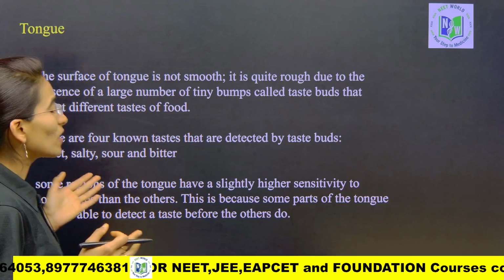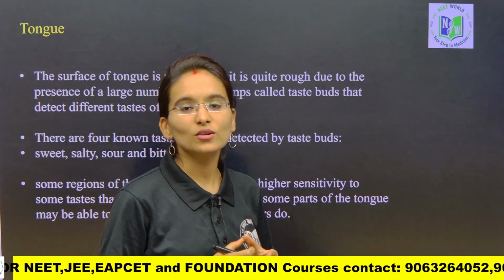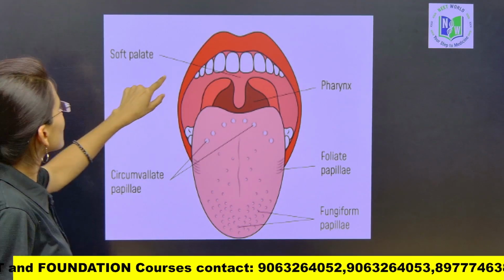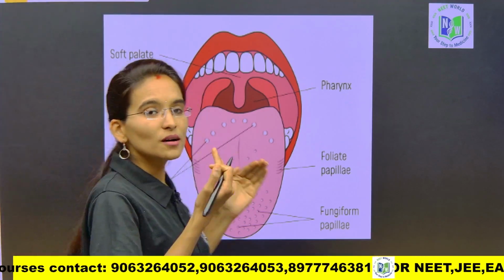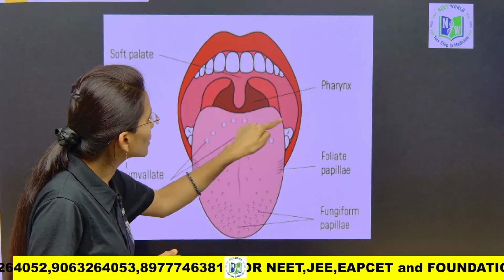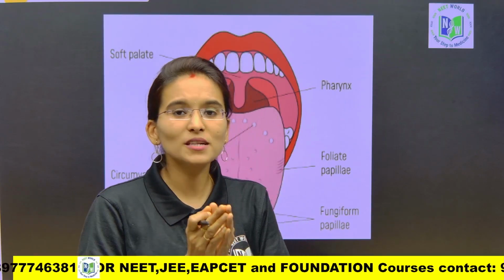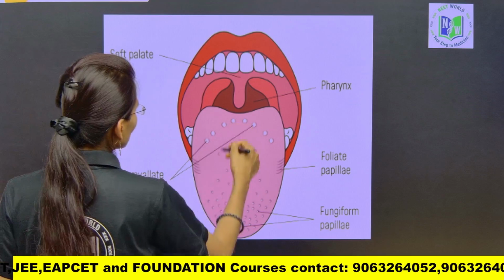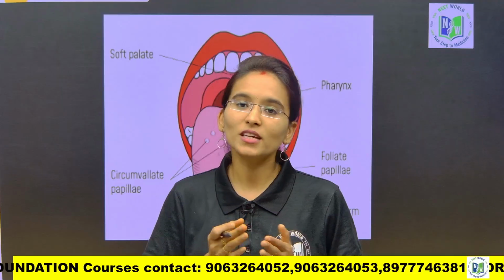So what is the tongue, my dear students? The tongue is attached to the hard palate. What is the hard palate here? See here, this is the soft palate, and below the soft palate is the hard palate. From the hard palate, a movable, muscular, flexible structure arises, and that is called the tongue. This is the structure of the tongue. It is very movable, and it is a muscular, flexible structure which arises from the hard palate.